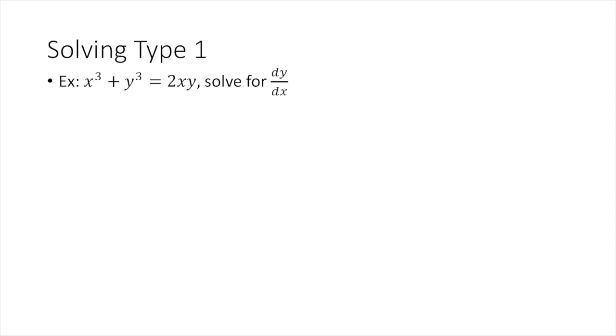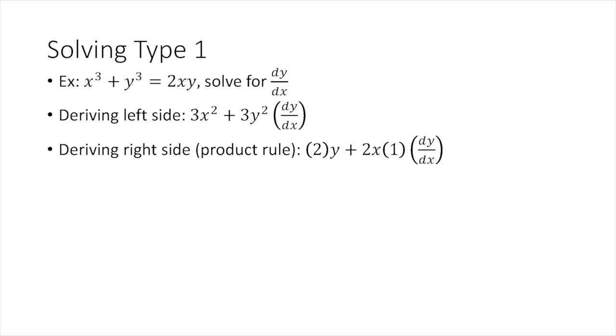So first I'm going to derive both sides. I start with the left side. So the derivative of x cubed is 3x squared. The derivative of y cubed is 3y squared times dy over dx. The derivative of the right side, 2xy, is going to require the product rule. So I get 2 times y plus 2x times 1 times dy over dx. Remember that the derivative of y is going to be like the derivative of x. So the derivative of x is 1, the derivative of y becomes 1, and then we have to remember to multiply by dy over dx.